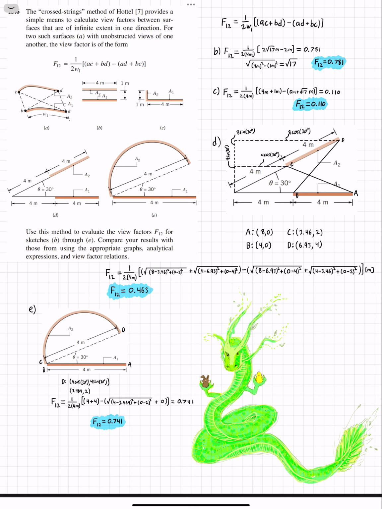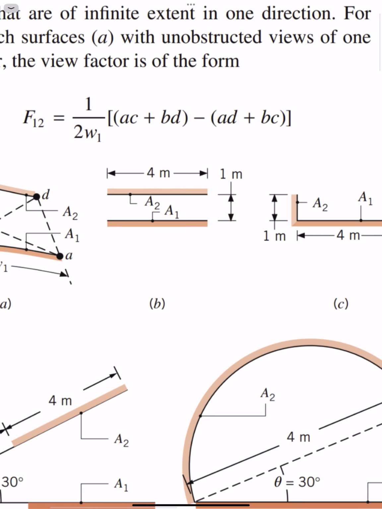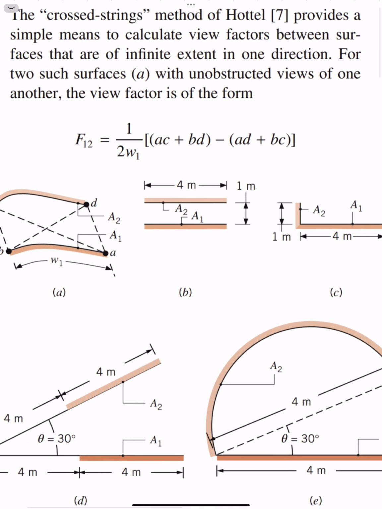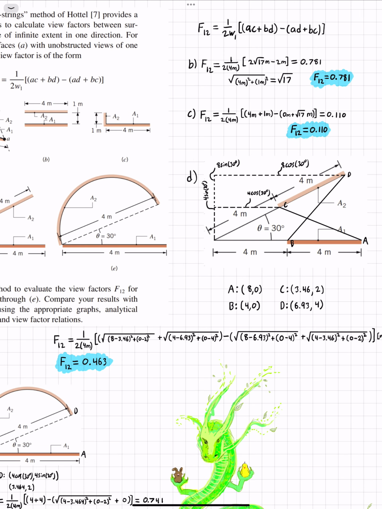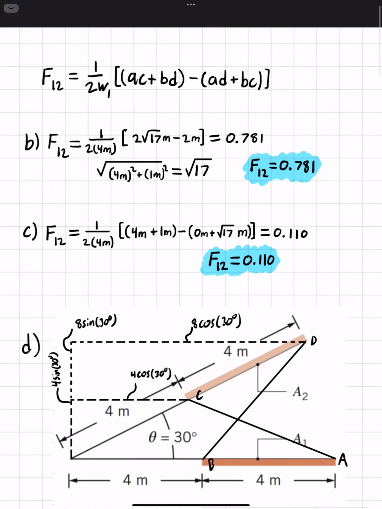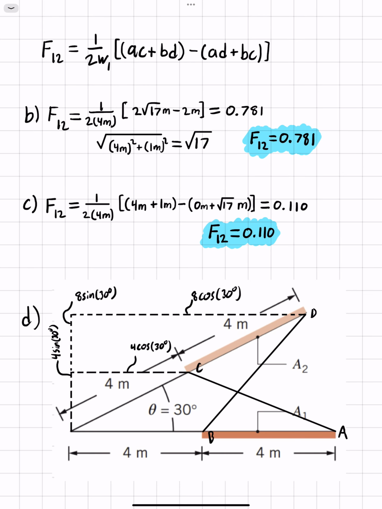So we can then look at part B, which is where the question actually starts, and we can see that it is two parallel plates, 4 meters wide and 1 meter apart. And again, this is extending infinitely into and out of the page. So for this, again, we use that equation that was just given, and we know that the width is 4 meters. So you get that the view factor is equal to 1 over 2 times 4 meters times, and here you're doing AC. So again, that's from the bottom right corner to the top left corner.